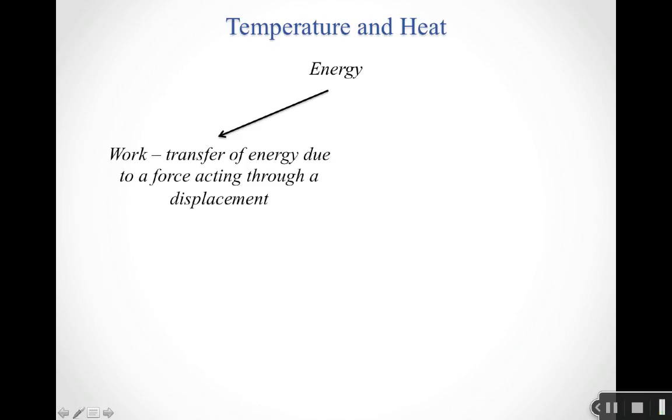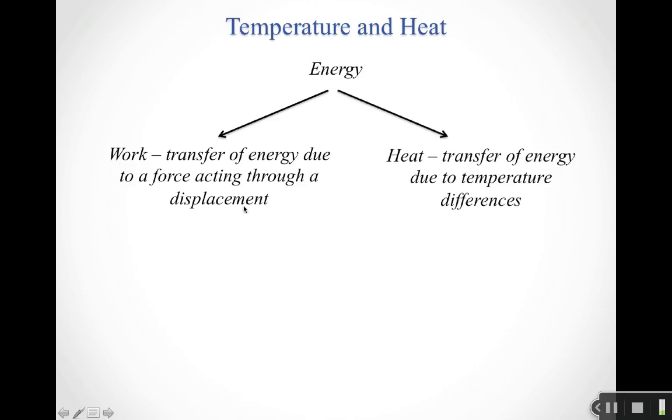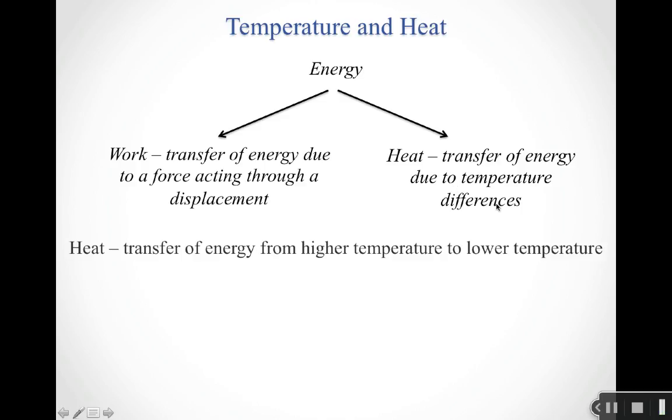So for starters, there are two ways that we can transfer energy. One, we've talked about a lot, which is we can do work. So that's a transfer of energy due to some force acting through some displacement. The second way that energy can be transferred is due to temperature differences. So if I've got two objects and I put them in contact with each other and one of them's very hot and one of them's very cold, there will be a transfer of energy between those two objects because they sit at different temperatures. So heat is a transfer of energy due to temperature differences.